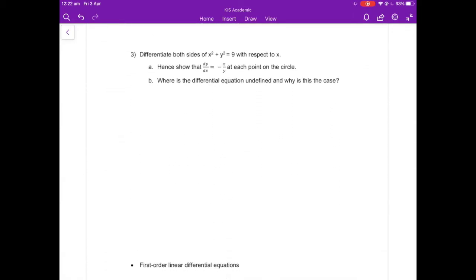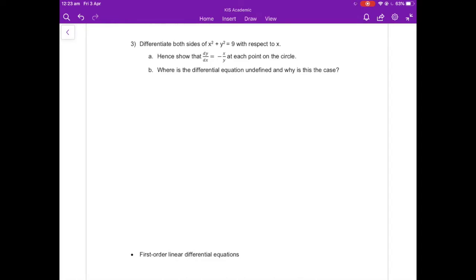Let's have a look at the next question. Differentiate both sides of x squared plus y squared with respect to x. Okay, so this question is asking us to differentiate x squared plus y squared, which is a little bit tricky, but we can do something called implicit differentiation. What that means is we differentiate x squared as normal. So on the left hand side there we get, I'm just going to write out the original first actually.